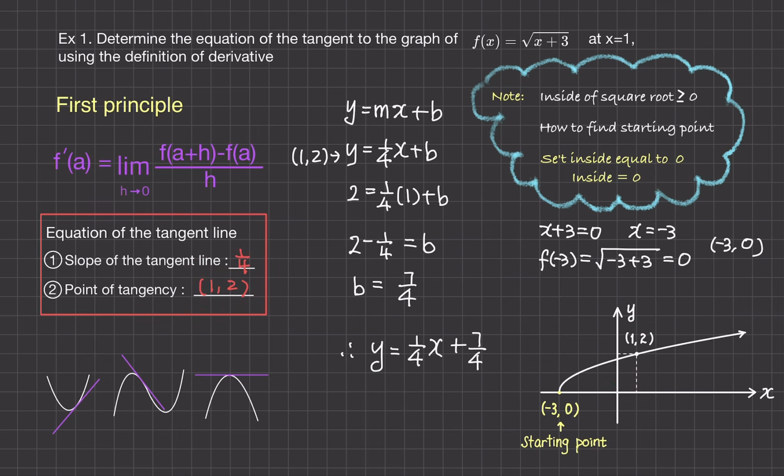So, the graph looks like this. Now we add the tangent line. It touches the curve at 1, 2 like this. That's how we can find the equation of the tangent line to a square root function using the first principle.